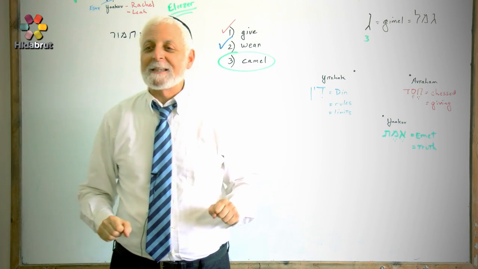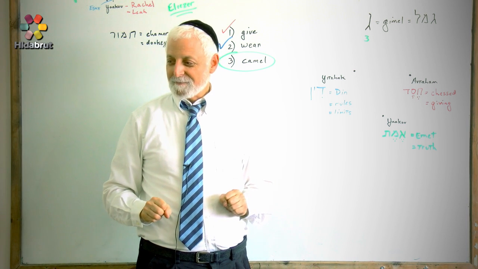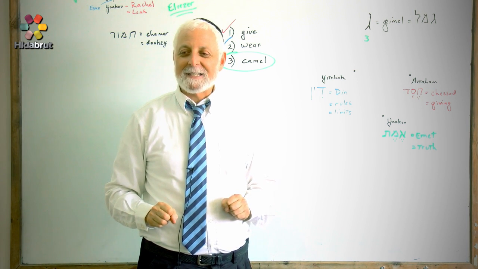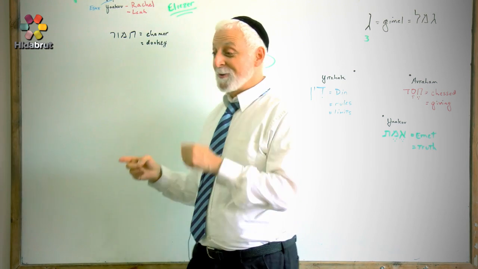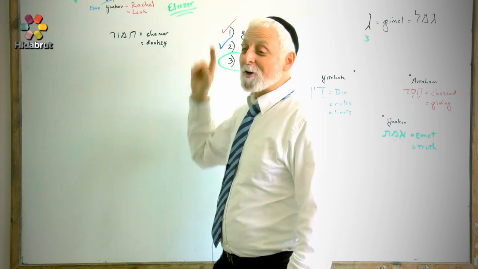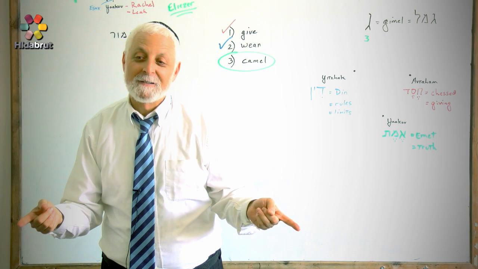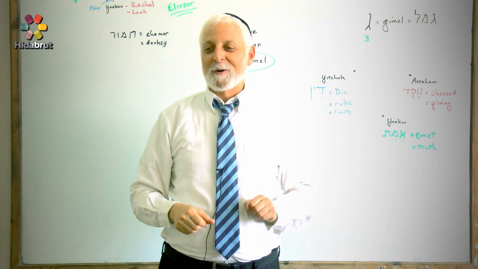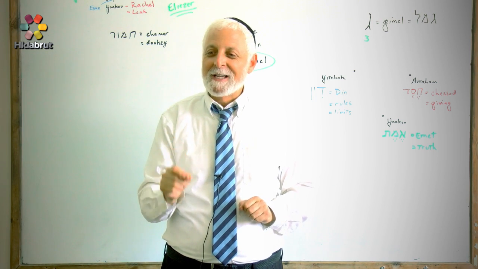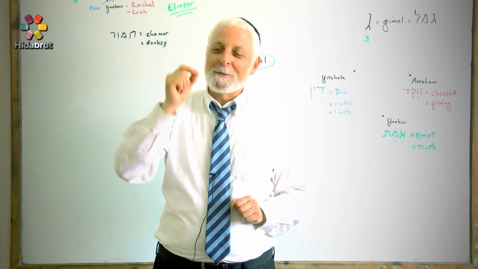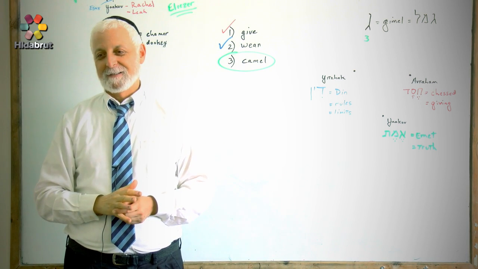So Eliezer says, okay, let's do it this way. Let's do a test. What was the test? Do you remember the story? The girl who's willing to give water to my camels, that's the girl you want to marry Yitzchak. Now why, based on the class we just learned, is that an incredibly perfect test? Why was that genius?